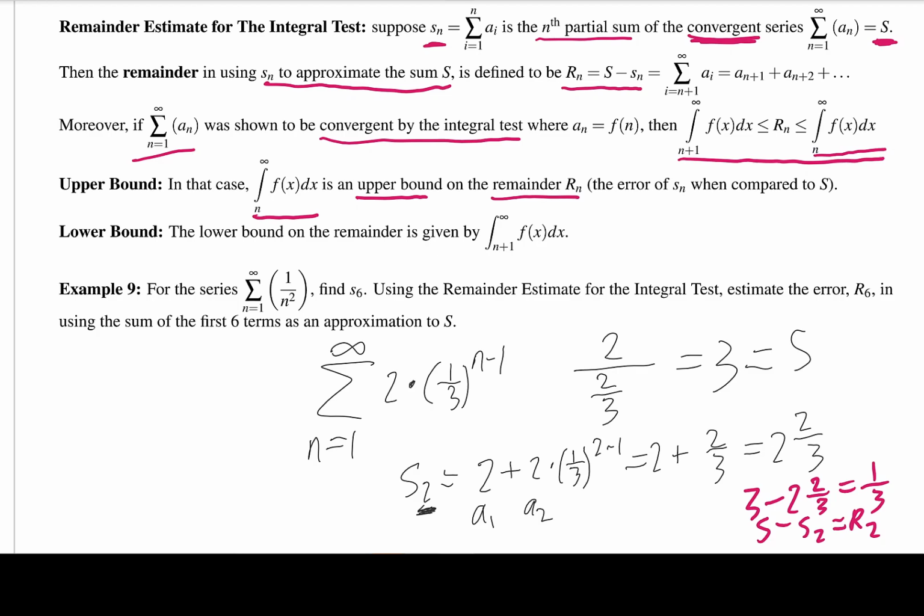The lower bound would be this part right here. It's going to be the integral from n plus 1 to infinity of f of x dx. Now, to talk about why that makes sense, you can go back and look at the picture on the first page and look at, okay, what does the integral from n to infinity look like as opposed to the integral from n plus 1 to infinity?